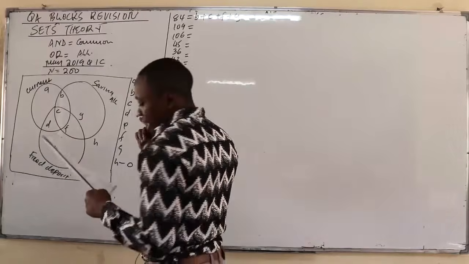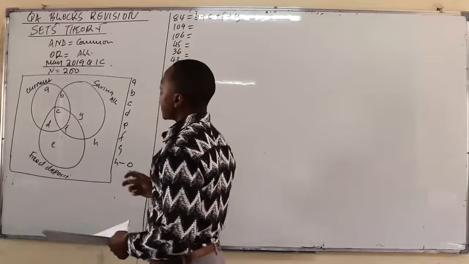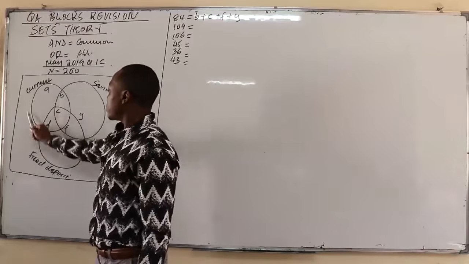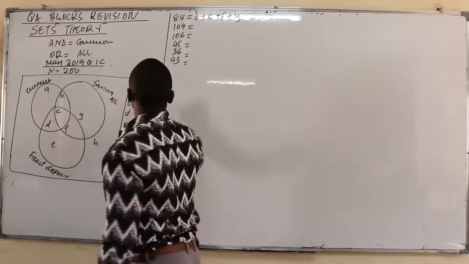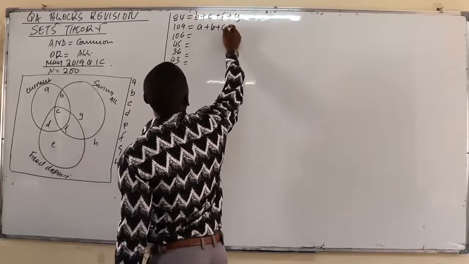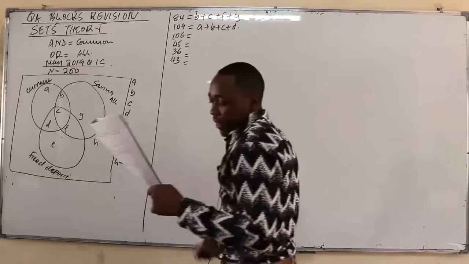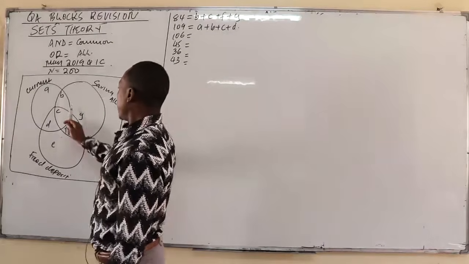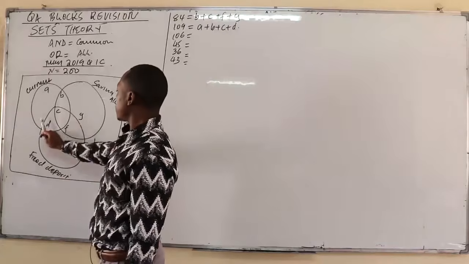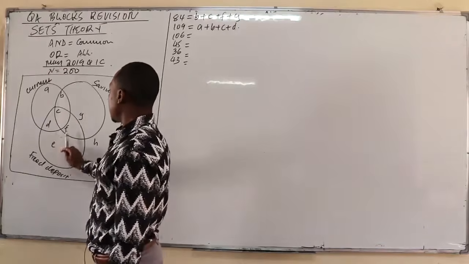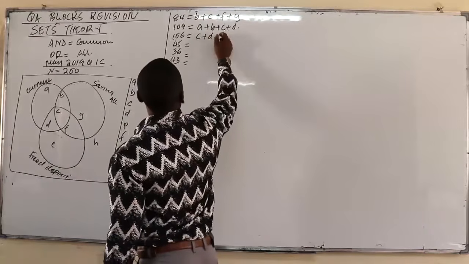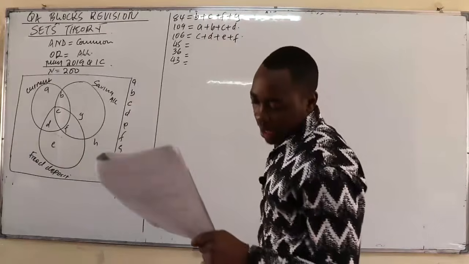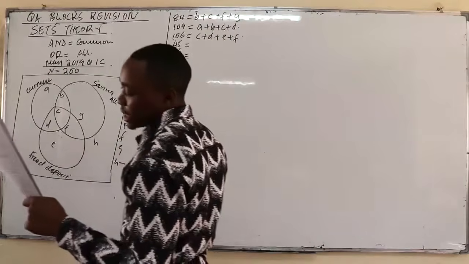Then 109 customers operate a current account. You take all the members in the current account: A, B, C, D, that is A plus B plus C plus D. Then 106 customers operate a fixed deposit account. You take all the members in the fixed deposit account: C, D, E, F.